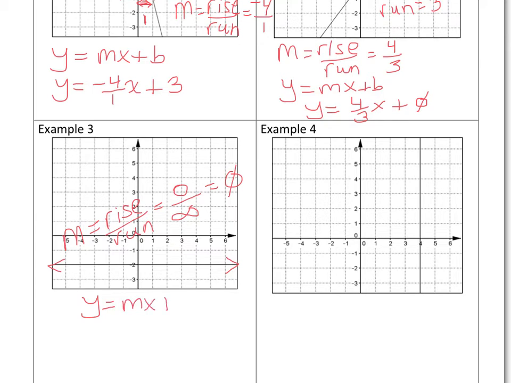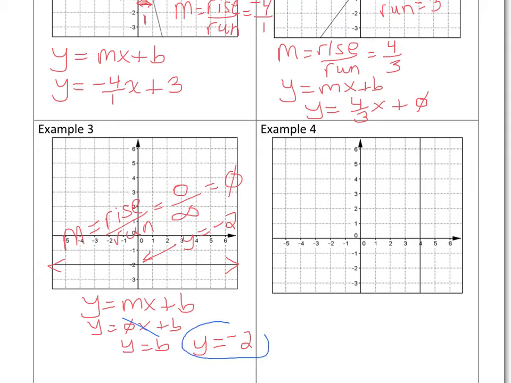So if we take a look at the equation of a line, y equals mx plus b. If we substitute in 0 here for our slope times x, well, that whole thing just goes away. 0 times anything is 0. So we just have y equals b, and we look to see what that y-intercept is, and here it is -2. So in this case, y equals -2. We have no x term, so this is the equation of our line, y equals -2.